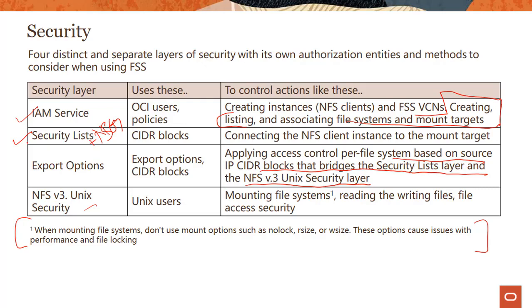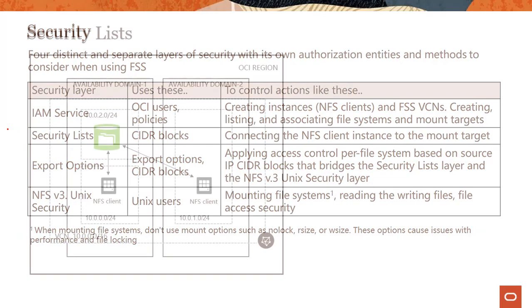But there are four different distinct layers: identity access management, security list and network security groups, export options, and NFS Unix security. In this particular module, we'll look into these two in greater detail.